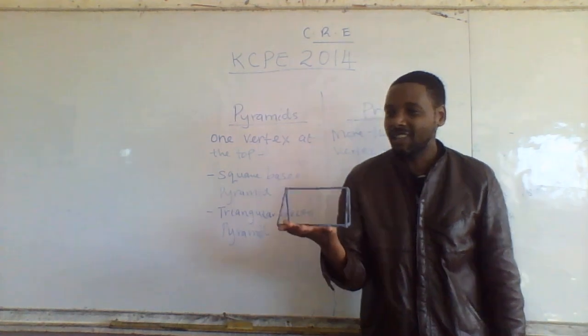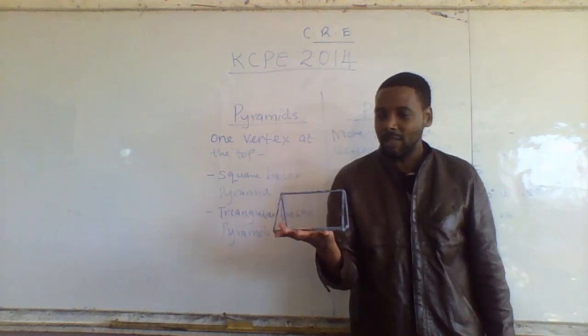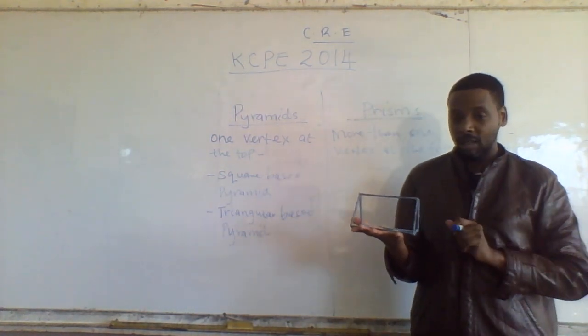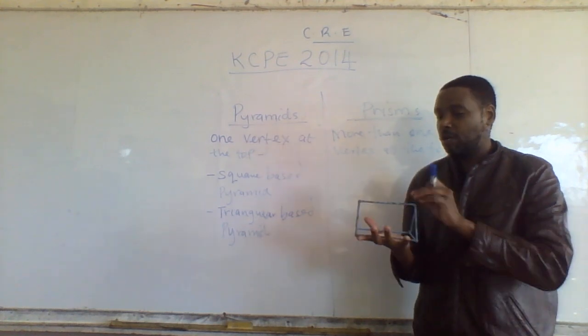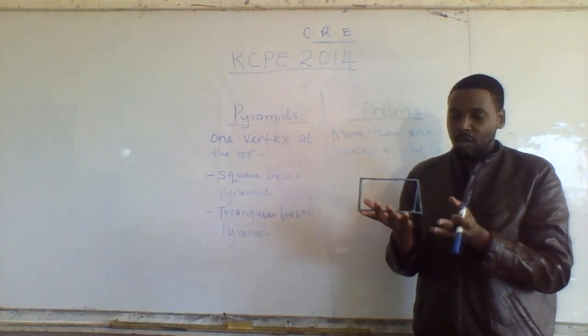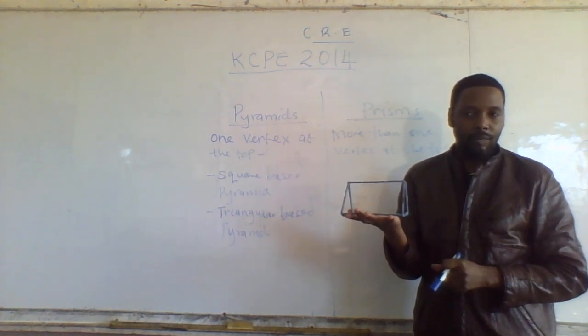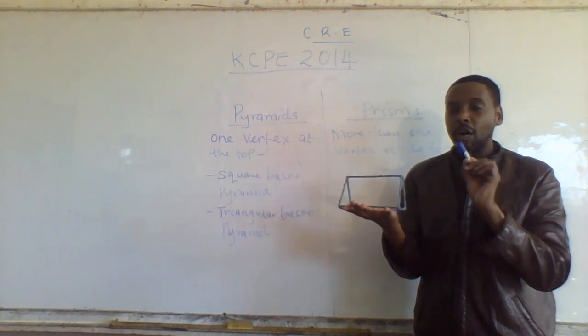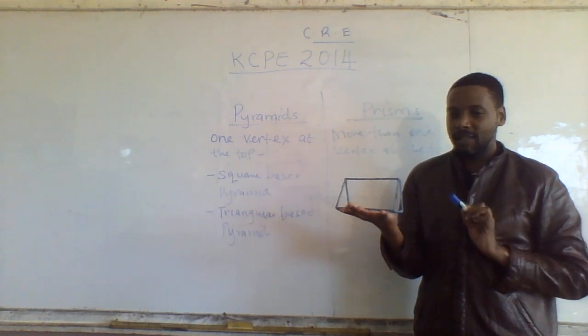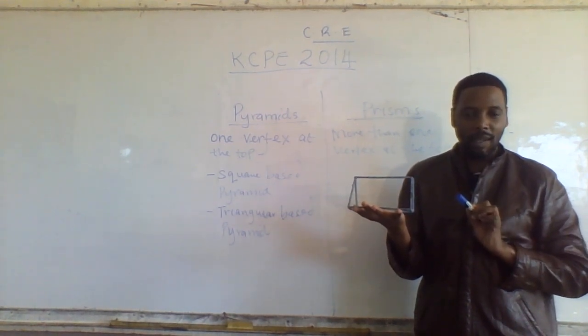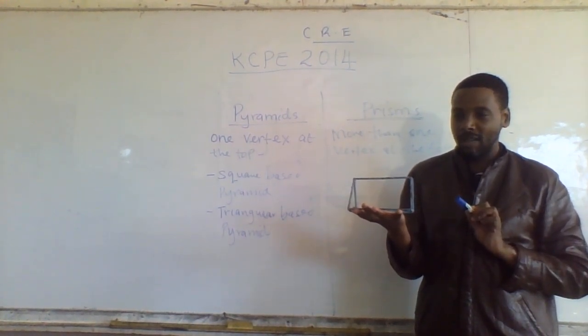Why is it not a rectangular based prism? It's a prism, first of all, right? We can't place it in pyramids. It has more than one vertex at the top, isn't it? So what will determine its name? It is something we call the base area.